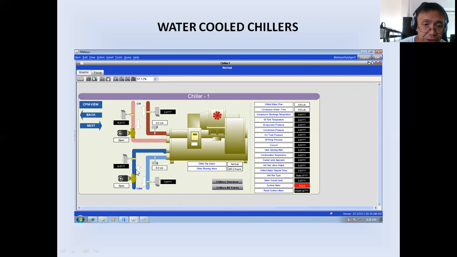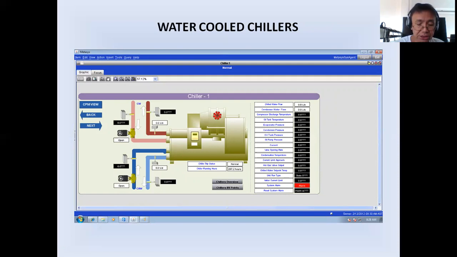Then we have flow meter. Okay, we have flow meter. Then we have temperature. Okay, now here you can see some of the monitoring points like chiller trip status. Okay, it will show if the chiller is in fault condition. Okay, then it will show also the running hours.